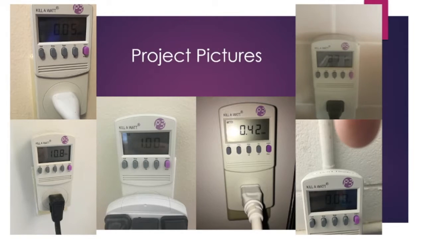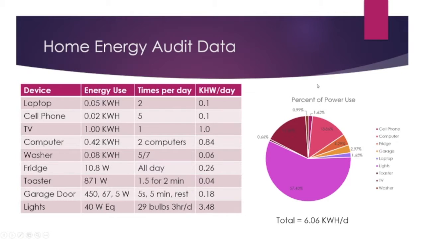Now that we know a little bit more about how the kilowatt meter works, here are some pictures from the project where I measured different appliances around the house and checked to see their power usage. The laptop was measured over one charge from 0 to full. The fridge and the toaster were measured using the watt feature. And then the TV, computer, and washing machine. The TV and computer were measured over a single day, and the washing machine was measured over a cycle. So here's the data from the experiment with the garage door and cell phones also added in. I didn't have pictures for those.